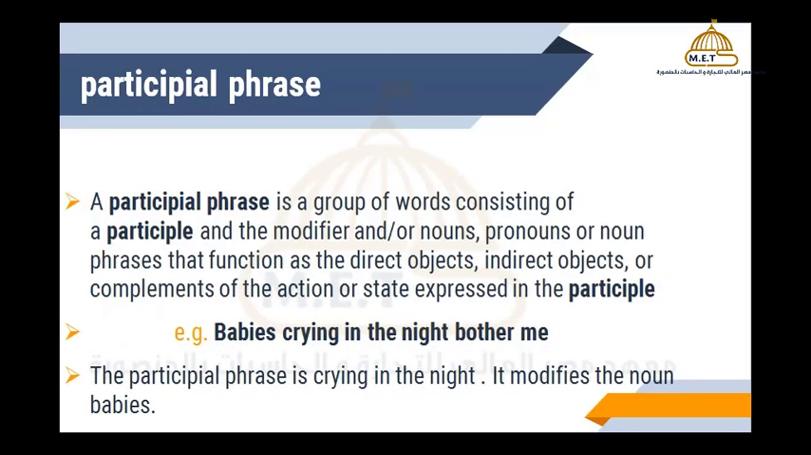Participle phrase. What is a participle phrase? A participle phrase is a group of words consisting of a participle and the modifier and or nouns, pronouns or noun phrases that function as the direct object, indirect object or complements of the action or state expressed in the participle. So the participle phrase consists of the participle, which is the conjugated verb, either present participle or past participle, with its modifiers, which can be nouns or noun phrases, and its function can be direct object, indirect object or complement of the action.